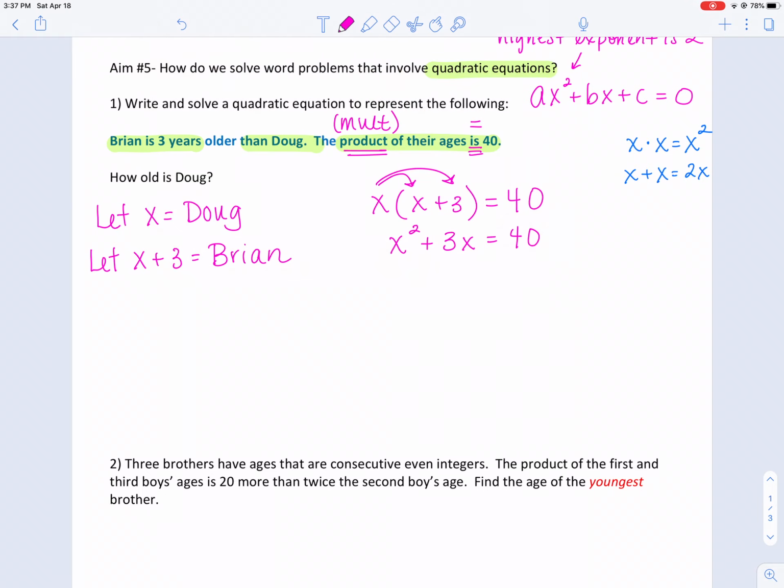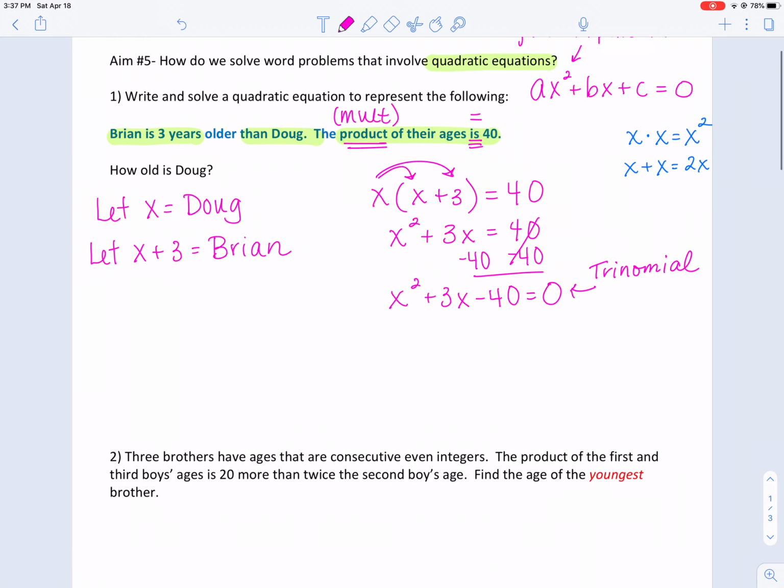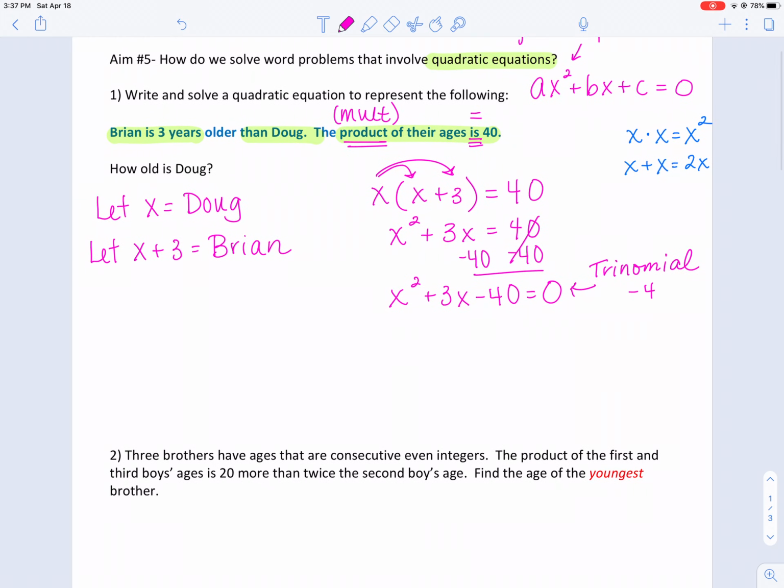Now, when you look at that equation, it's not in standard form. It's not equal to 0. So we are going to move that 40 over to the other side. And there's no like terms with 40 or minus 40, so it just gets brought to the end. It's your C value. This right here is a trinomial, so that immediately gives you that little puzzle. What multiplies to negative 40 and adds to 3? It's got to be a different sign.